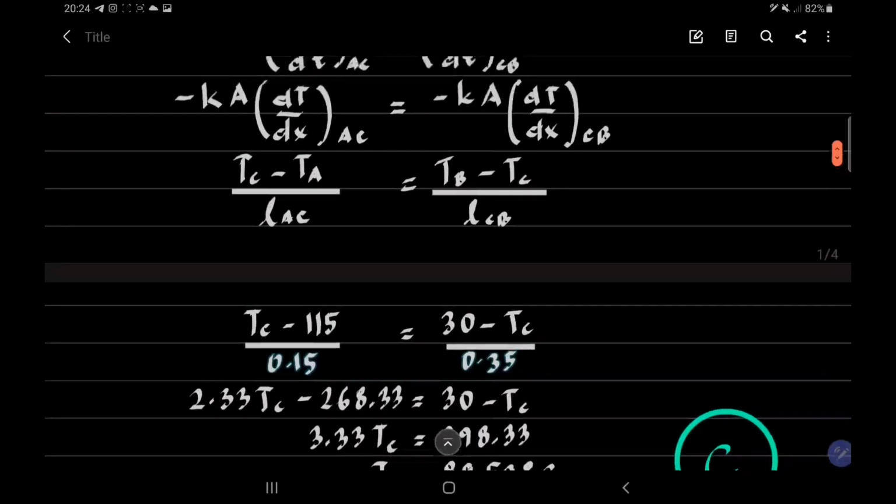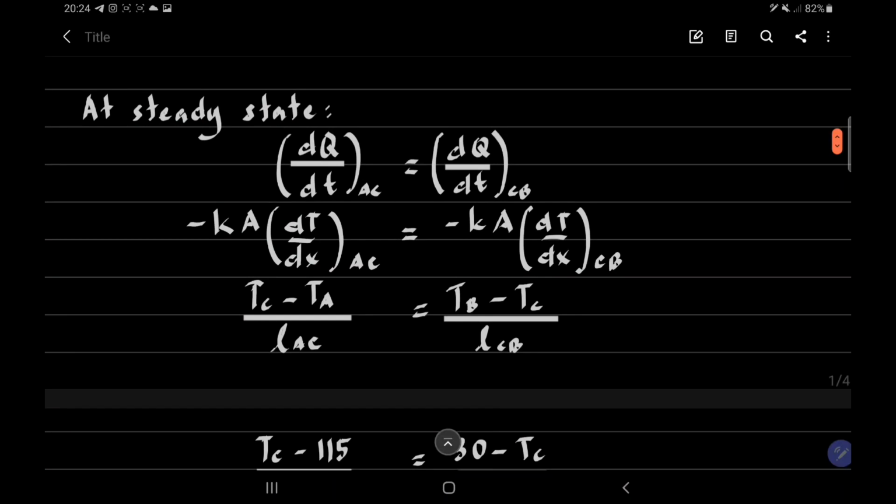Alright, so what do we have now? Based on that, as we have discussed just now, everything just cancels each other again, negative K and also A, giving you dT over dx of AC equals dT over dx of CB. So for AC, dT is TC minus TA, and dx is the length of AC. While dT for CB is TB minus TC over the length of CB. So we just substitute all the values given, which is TA, TB, LAC, and LCB.